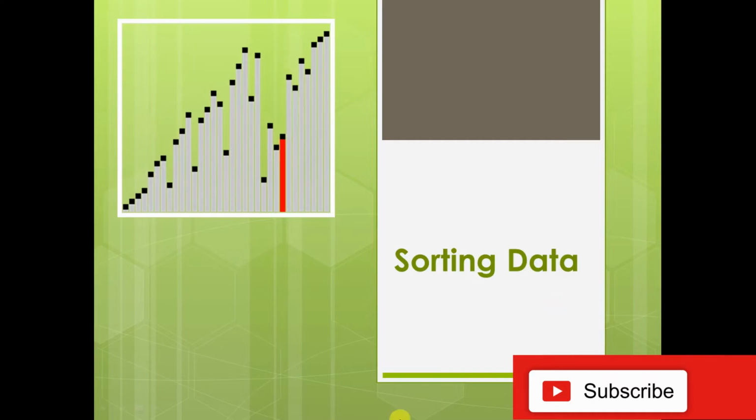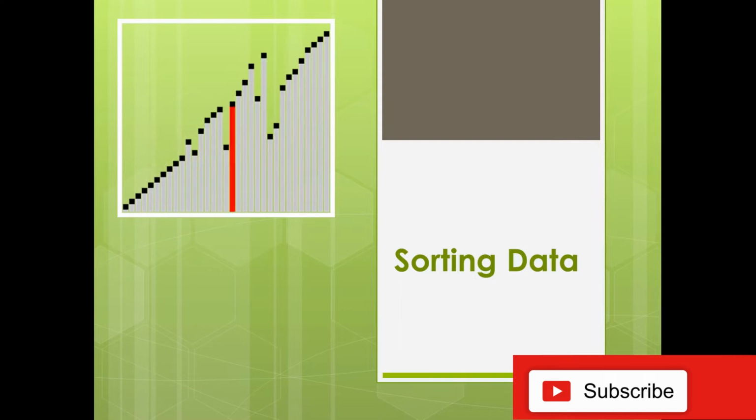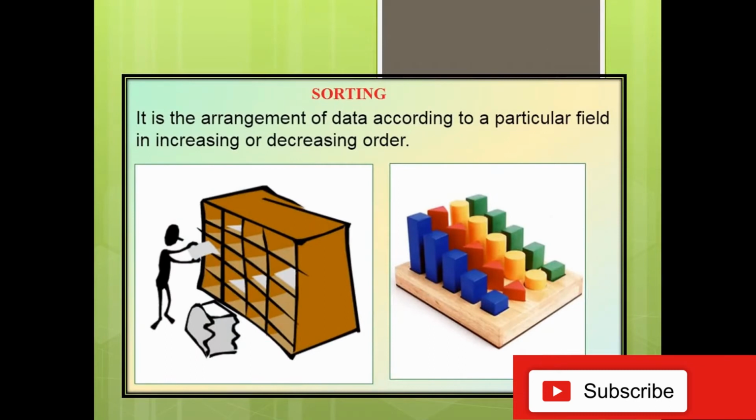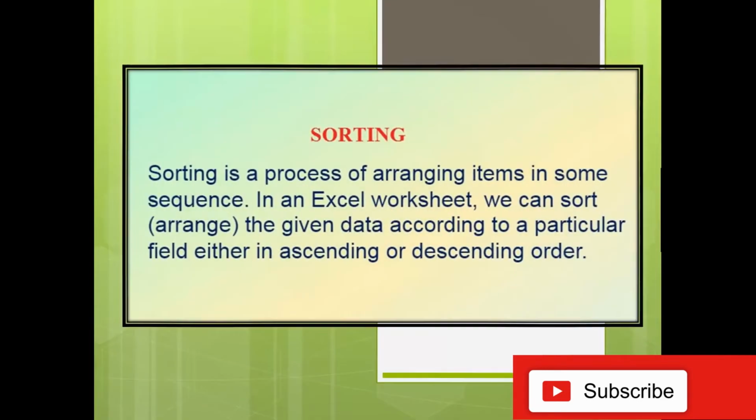As you can see on the screen, sorting data means when we want to arrange the data. As you can see in the figure also, this pictorial representation makes it clear how data sorting works. Let's go through the definition also. It is the arrangement of data according to a particular field in increasing or decreasing order. Means when we are able to arrange the data in increasing order or in decreasing order, we can call it sorting. Further, sorting is the process of arranging items in sequence.